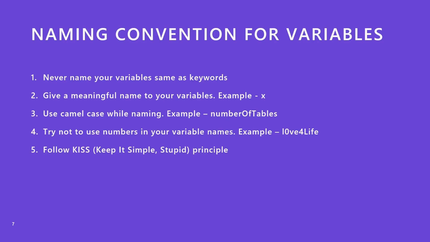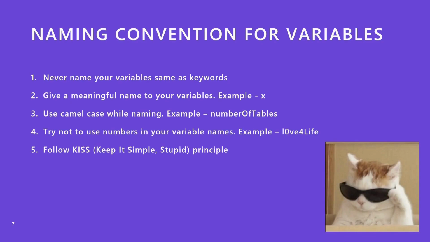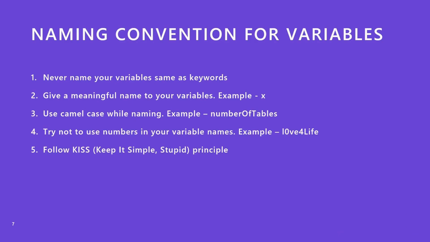Fourth, try not to use numbers in your variable names. Java allows you to use numbers in your variable names, but you should never do that. So try avoiding those rad names like the ones that people used in 2000 on Facebook. Finally, stick with the KISS principle, which stands for Keep It Simple Stupid. Your variable name should be short and simple to understand.